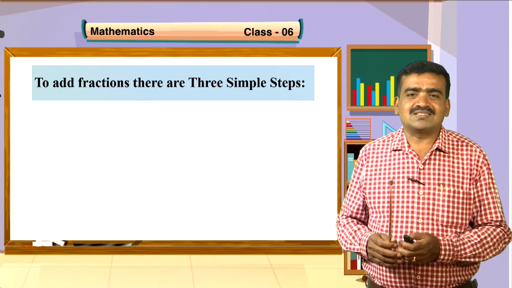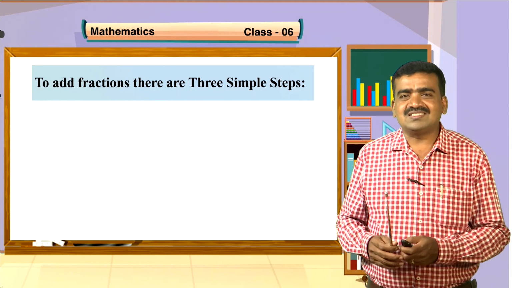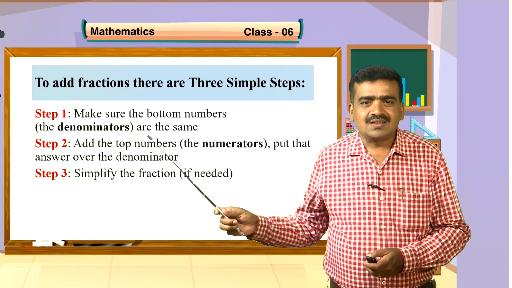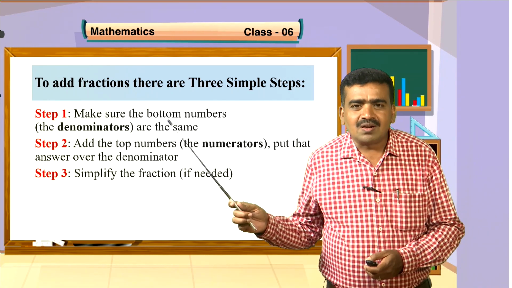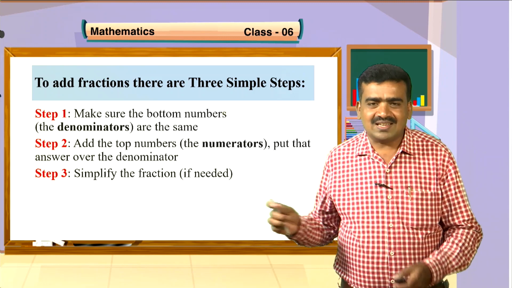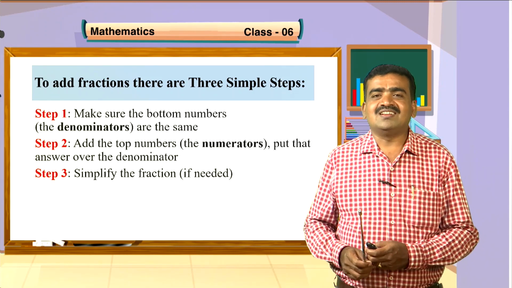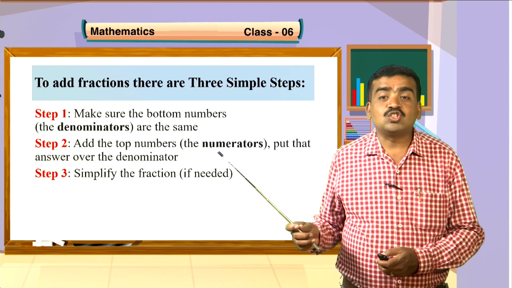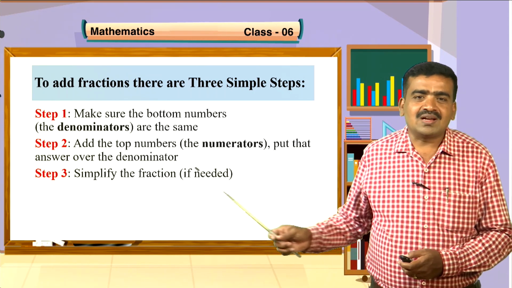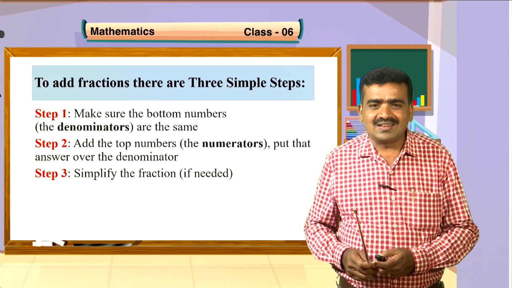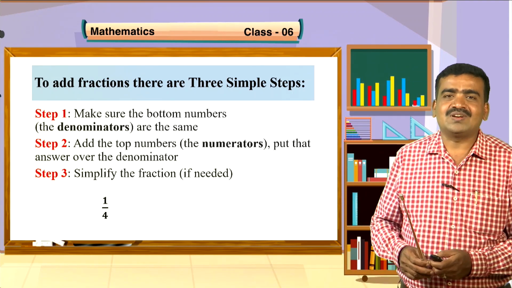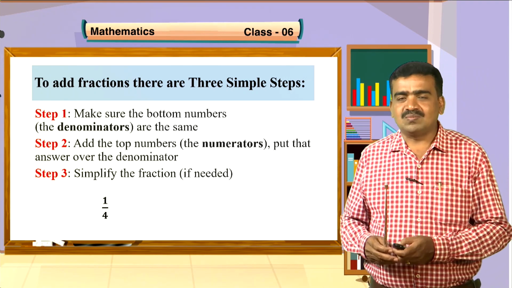To add fractions, there are 3 simple steps, recall those. The first step is to make sure the bottom numbers, that is the denominators, are the same. Then add the top numbers, that is the numerators, put the answer over the denominator, and simplify the fraction if it is needed and if it is possible to express in simplest form.